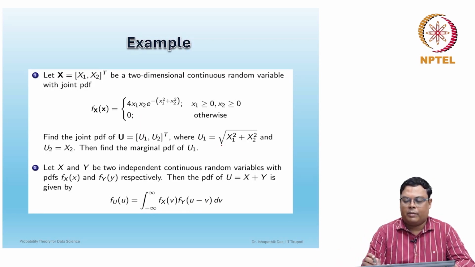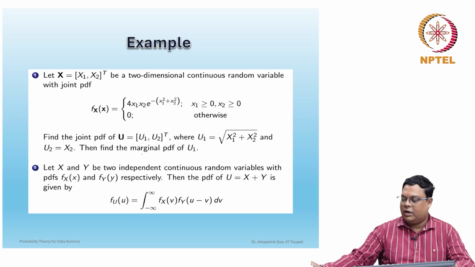Let X1, X2 be a two-dimensional continuous random variable with the joint probability density function 4 x1 x2 e to the power of minus (x1 square plus x2 square). Find the joint probability density function of U equal to (U1, U2) transpose, where U1 is given by this and U2 is given by this. Then find the marginal probability density function of U1. So let us find that out.